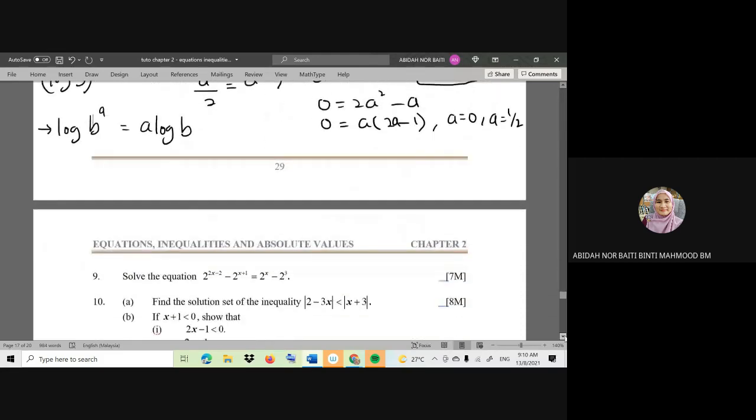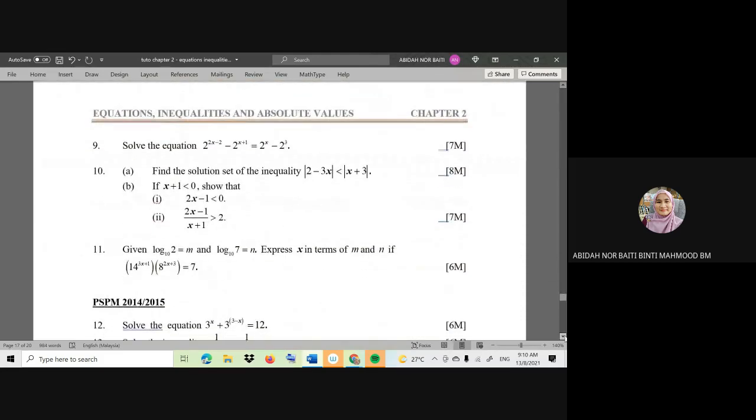Tak ada ya. So question 9 tu boleh buat tak question 9 tu? Tu semua nampak boleh tukar kepada 2 power of x ya. Kan? 2 power of x.